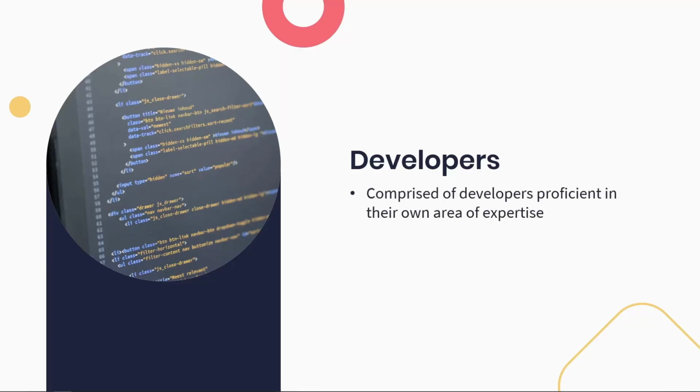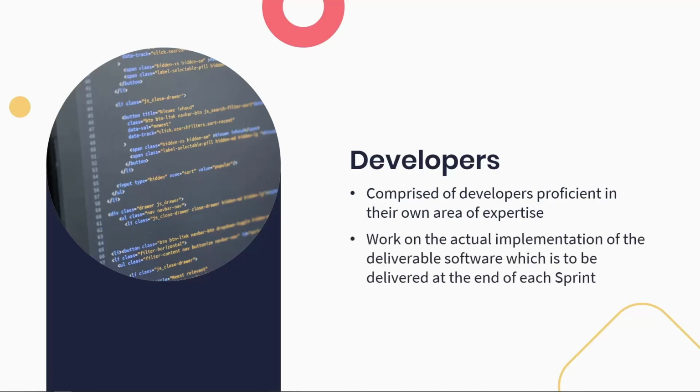The development team is comprised of developers proficient in their own area of expertise. Now, unlike the other Scrum team members, the development team works on the actual implementation of the deliverable software, which has to be delivered at the end of each sprint. The development team may consist of people having specialized skills. The team is set up considering all the essential skill sets required to successfully develop, test, and deliver the product increments every sprint without outside help.